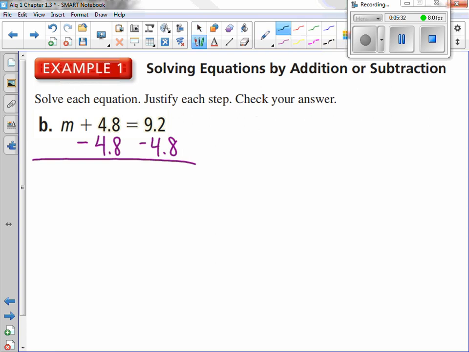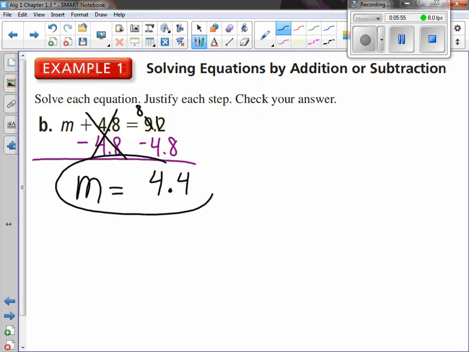And when we subtract 4.8 from both sides, well, 4.8 minus 4.8 cancel each other out. They become 0. And we get m is equal to 9.2 minus 4.8. So you can do this in a calculator, or we can do it by hand. Because we can't do 2 minus 8, so we bring 1 over and we get 0.4. 8 minus 4 is 4. So the value of m is 4.4.